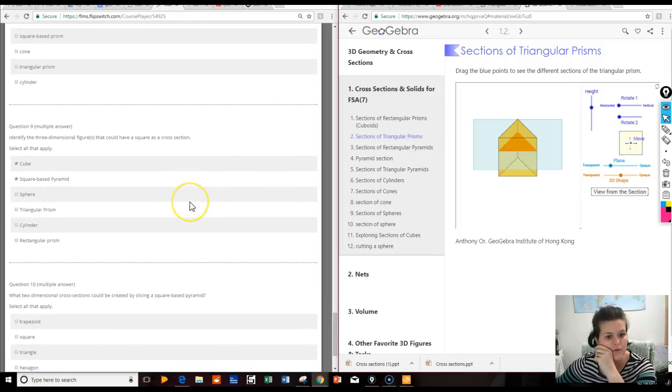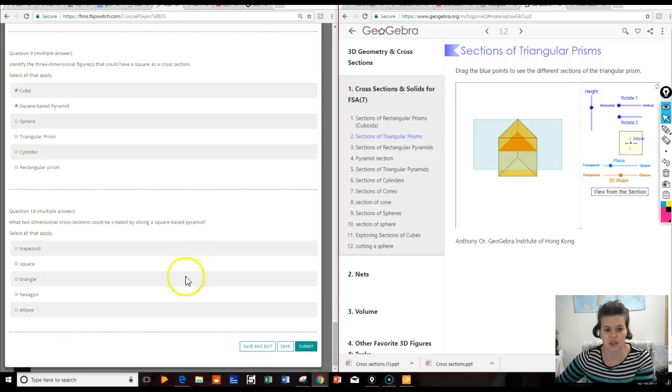Okay, welcome to lesson 28, checkpoint, question 10. What two-dimensional cross-sections could be created by slicing a square-based pyramid? Select all that apply. Okay, and I found a help set that has it set up that you can look at cross-sections and solids. So I'm going to look for a square-based pyramid.